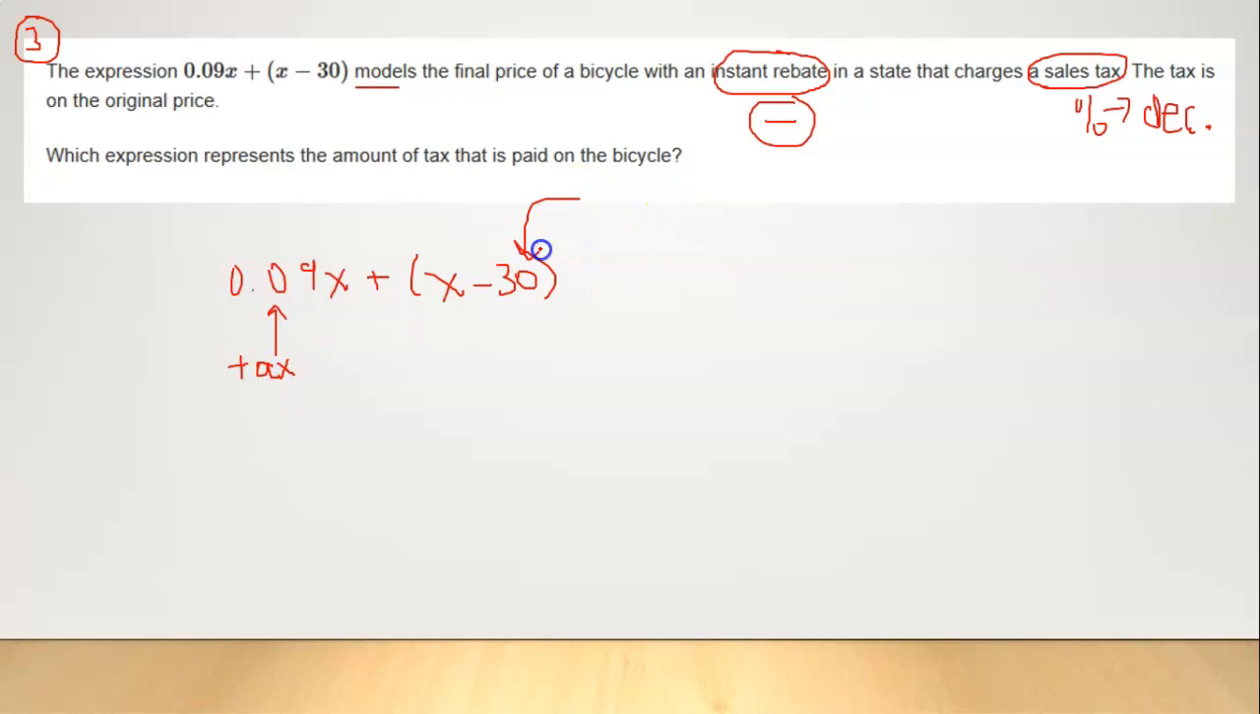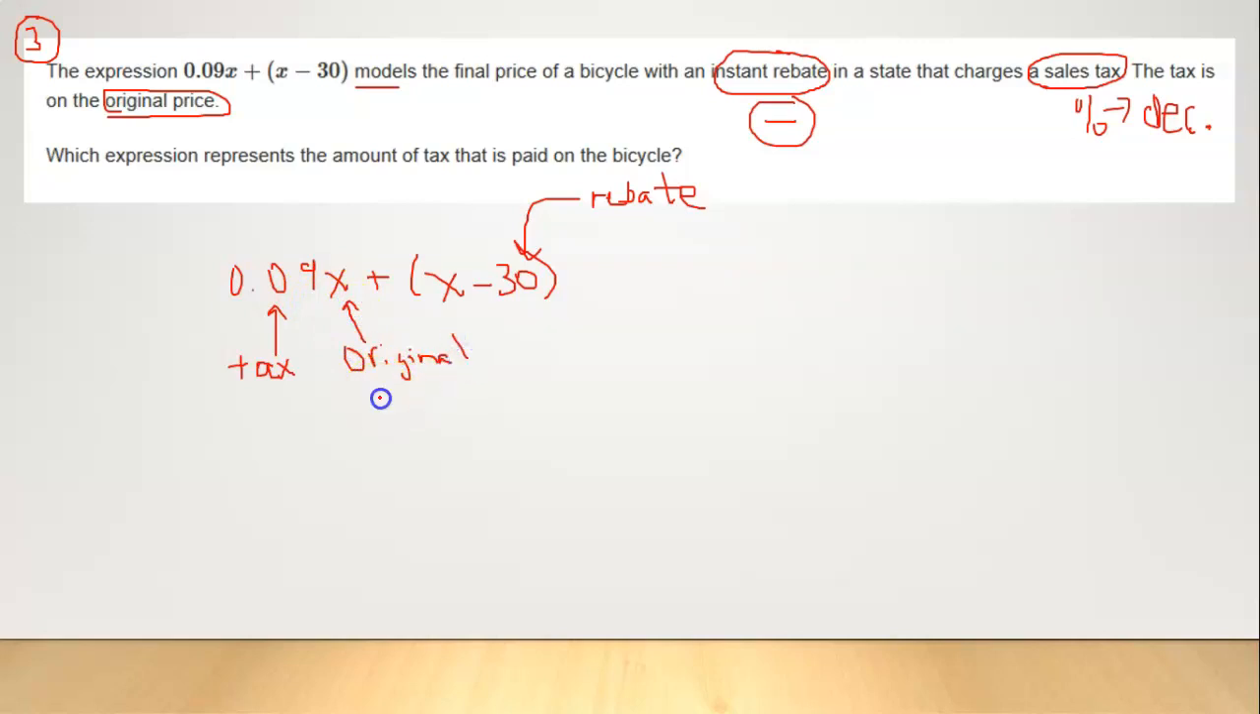Here's the money off, right? The minus something. That's the rebate. And then we have some x's. Let's see what x is. I don't know that it necessarily tells us here. Let's see. The tax, okay, the tax is on the original price. There we go. So the tax is being multiplied by x. So x is the original price.